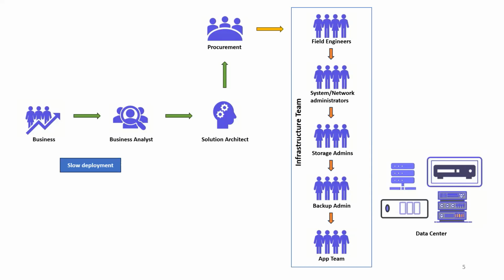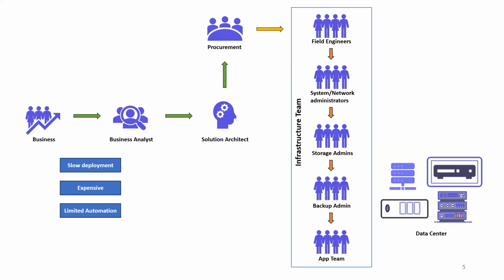The traditional model is a slow deployment model comparatively, and it is very expensive. The overall cost to deploy and maintain this model is very high, because many people are involved, and we have to recruit new and skilled people. We have to recruit field engineers, system admins, storage admins, backup admins. All of these things come into the picture. The overall cost to deploy and maintain this traditional model is very, very high comparatively.